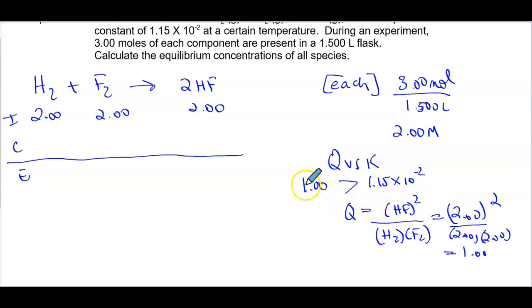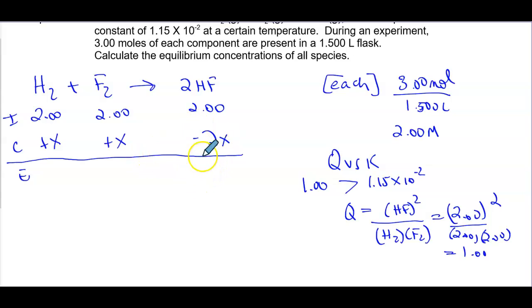Okay, so because 1 is much greater than 1.15 times 10 to the negative second, I know that Pac-Man is going to start out here at my arrow, like its starting point for the Pac-Man game, and it has to eat positives. So Pac-Man is facing the left. That means my positives have to be on the left. So this is going to be plus x and plus x. This side is minus 2x.